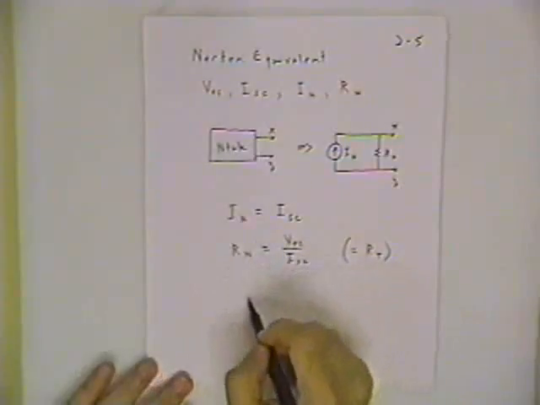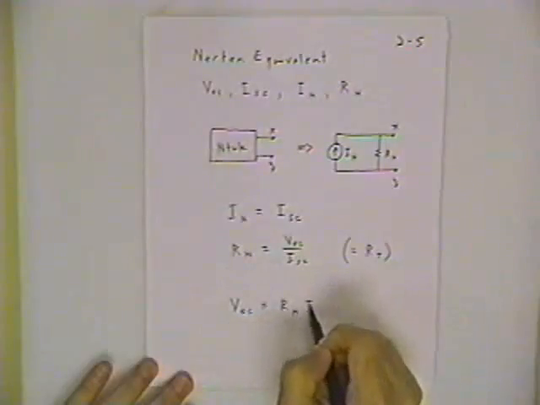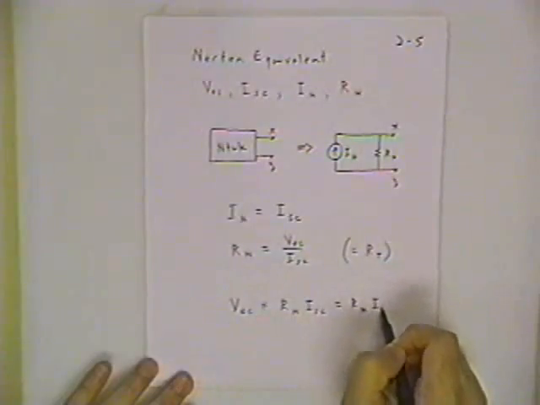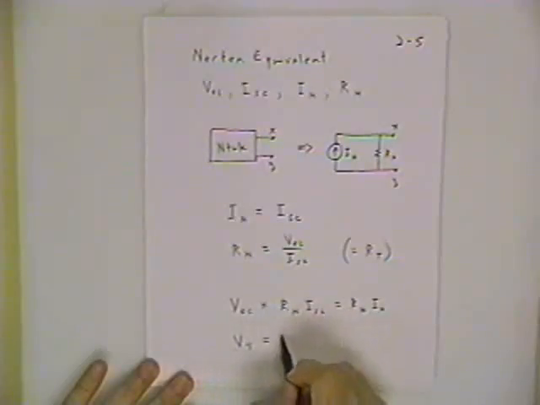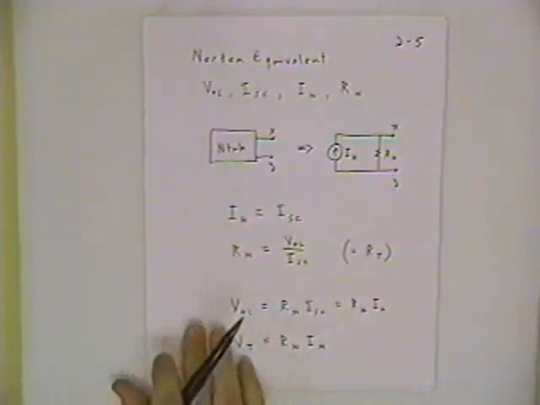Well, this basic equation here relates the two models. If VOC is equal to RN times ISC, which is RN times IN, and if VOC is V Thevenin, that means I can easily go from one model to the other, from the Thevenin model to the Norton model. If I already have the Norton equivalent and I know these numbers, I just multiply the resistance times the current to get the voltage, and the resistance will be the same. Converting from the Norton model to the Thevenin model is what's called a source transformation.